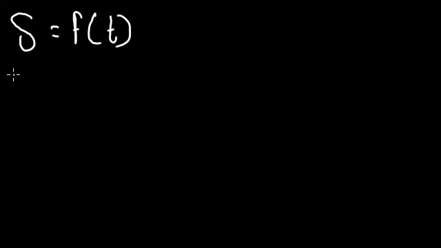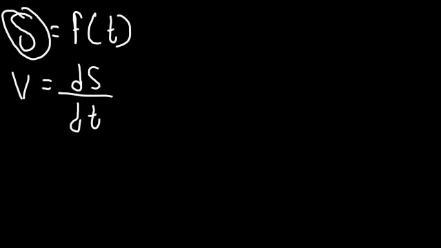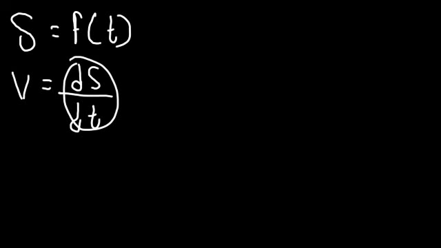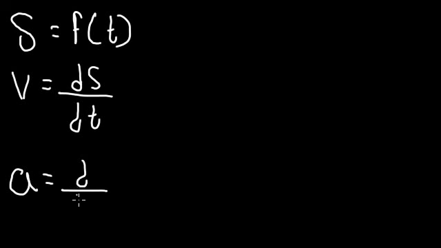Now, since we know that velocity v is the rate of change of displacement, then mathematically velocity v is simply ds by dt, which means if we have the displacement of a particle as a function of time, then differentiating that displacement gives us the velocity of that particle. Now, you notice that acceleration a is equal to the rate of change of velocity. So we can clearly say that the acceleration is the derivative of the velocity with respect to time.